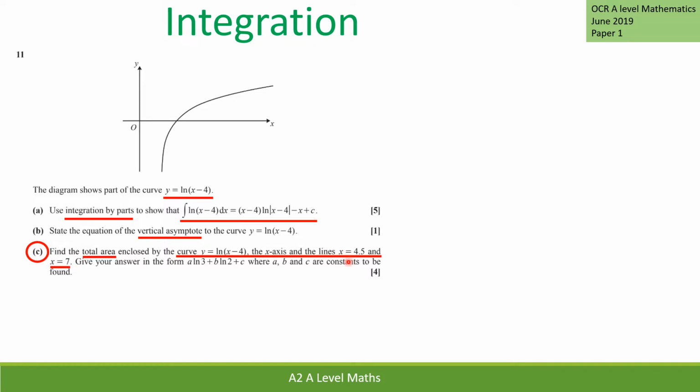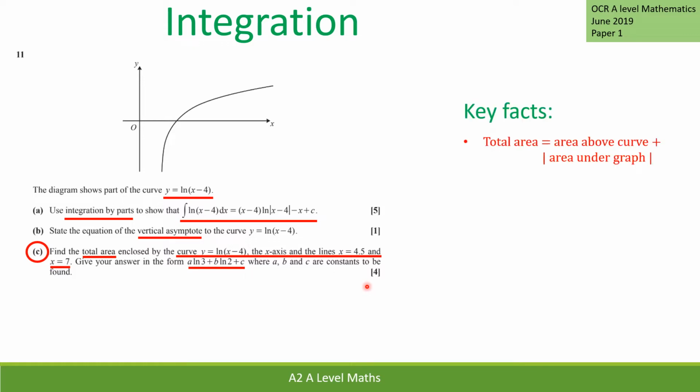But we don't know where 4.5 and 7 are on this graph initially. So we've got to work out where these two values will be in order to help us work out which areas we're trying to add together or which area we're finding. You must give your answer in exact form in the form A ln3 plus B ln2 plus C, where A, B and C are values that you need to work out. So you've got to state the values of A, B and C, and this is worth 4 marks in the exam.